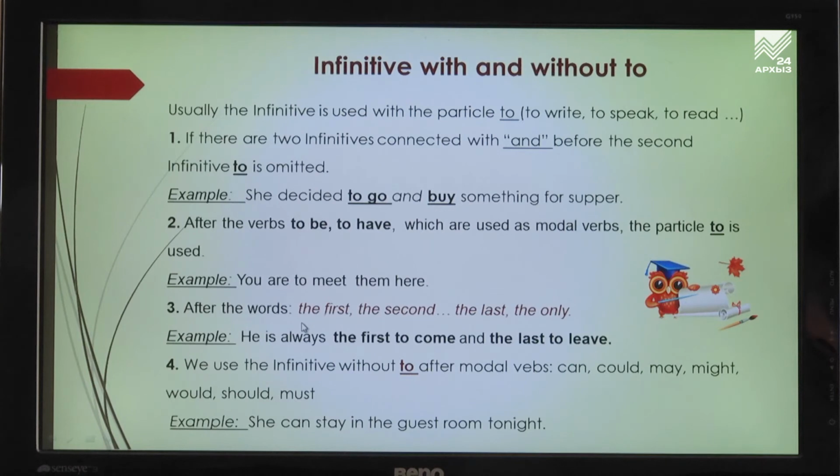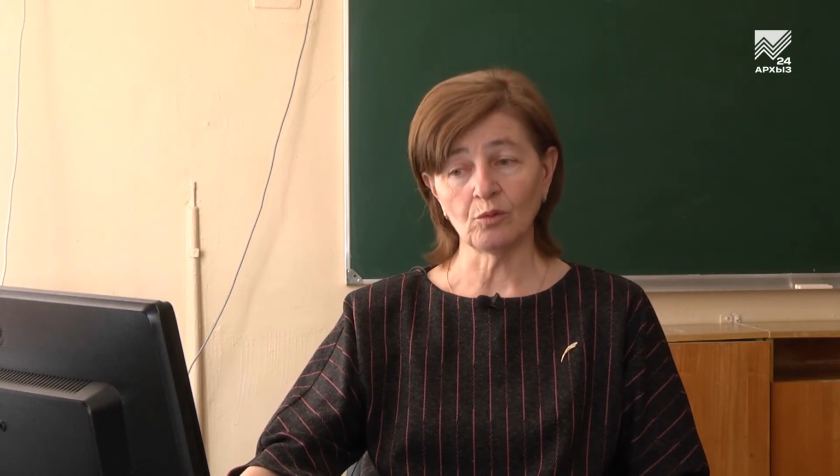After the words the first, the second, the last, the only, we use the particle to. He is always the first to come and the last to leave. После таких слов, как первый, второй, последний, мы всегда обязательно употребляем частицу to. Он всегда первый, кто приходит, и последний уходит.